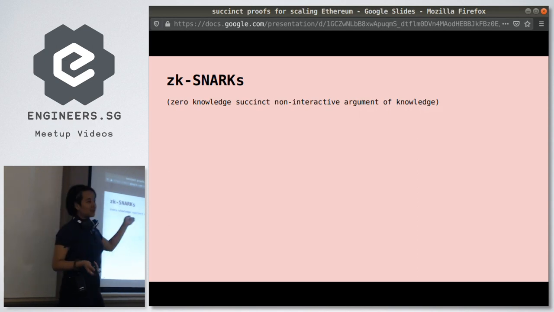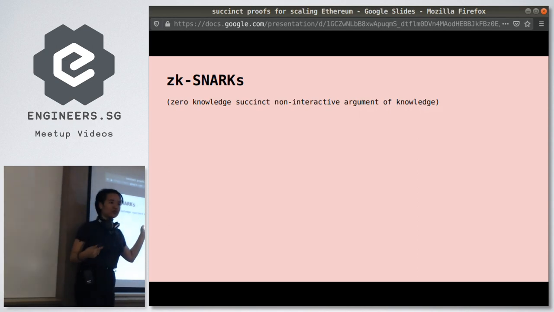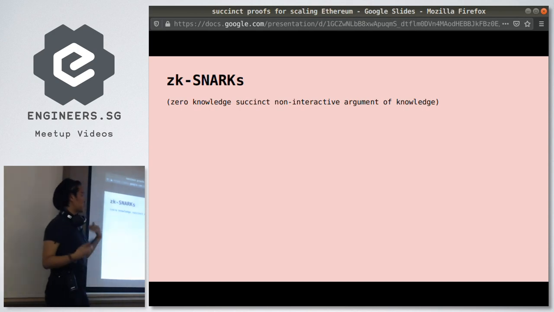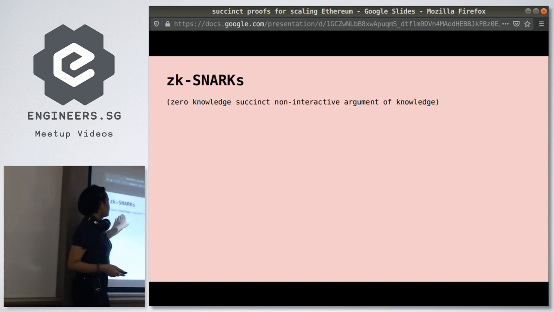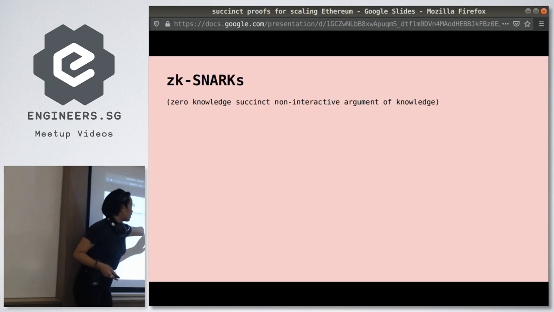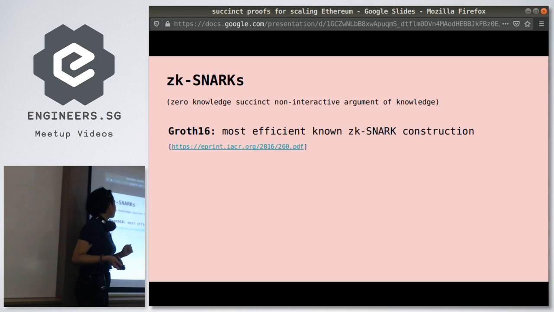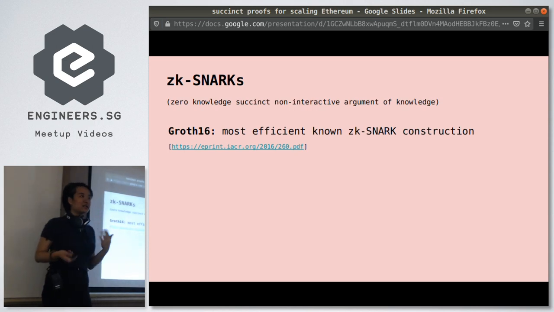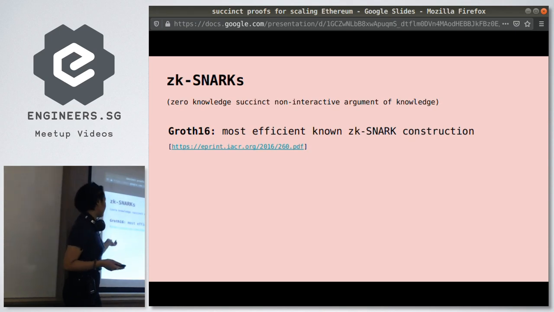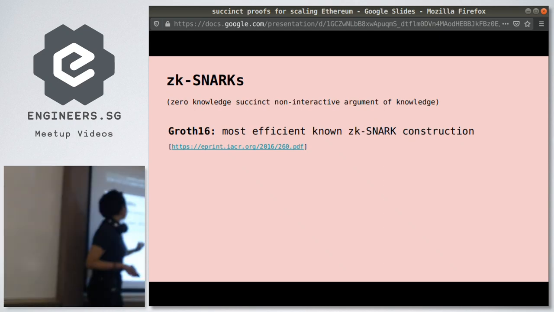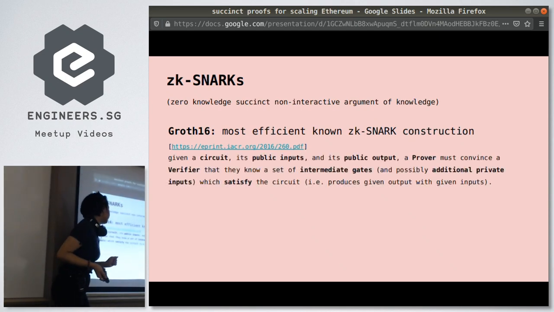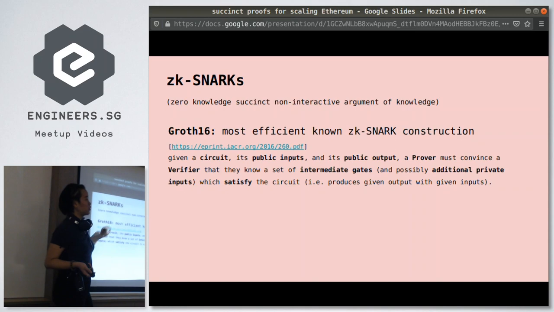ZK SNARKs. Have people heard about zero knowledge proofs? This is one type of zero knowledge proof. Zero knowledge, succinct, non-interactive argument of knowledge, ZK SNARKs. And there are a lot of ZK SNARK constructions. The most efficient one known today is Groth 16 by Jens Groth in 2016. As I said, this is a constant size proof that can be verified in constant time.